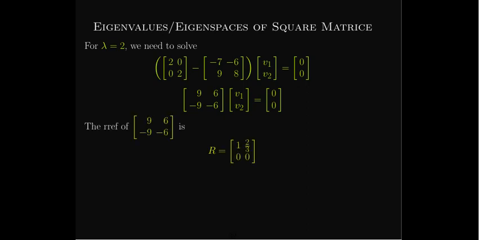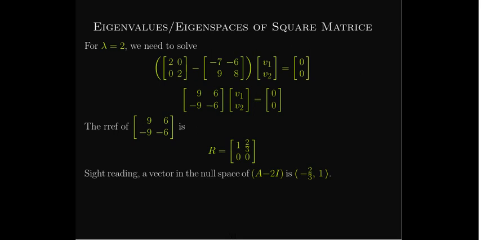And so let's go ahead and transform that to reduced row echelon form. Just takes a couple steps there. We can get the zero row, and then we get our leading one. And by sight reading, we can see that a vector in the null space of R, which will be the same vector in the null space of 2I minus A, is negative 2/3, 1.